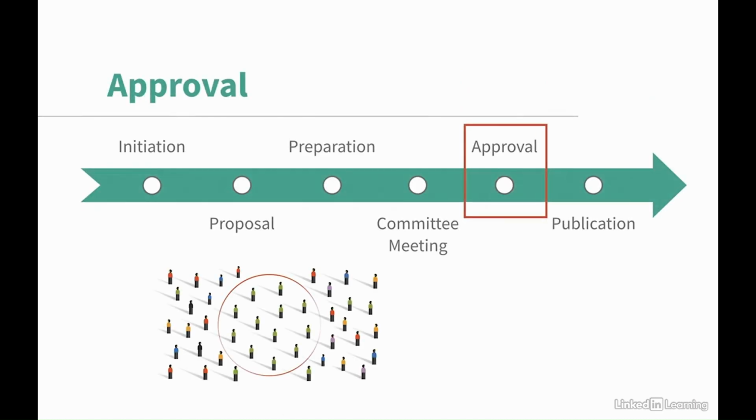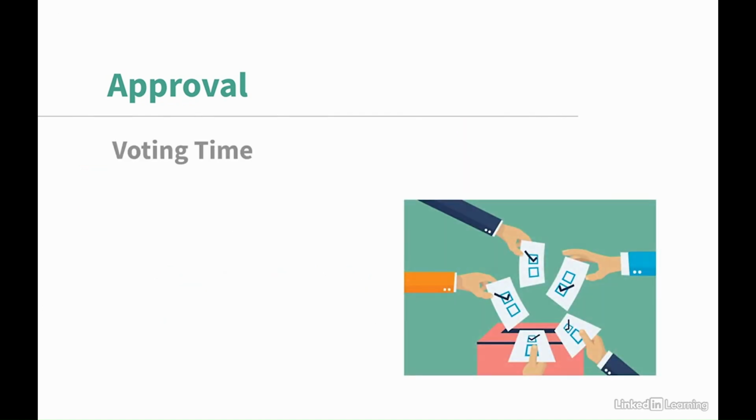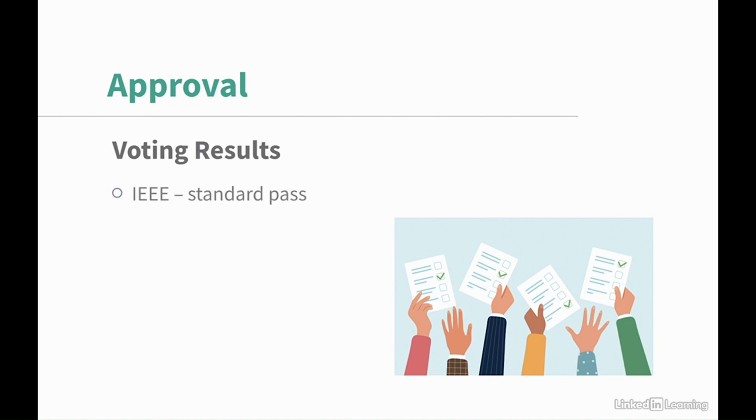While anyone can contribute and suggest comments, the only votes that count toward approval are those of the eligible members of the balloting group. The voting time varies for each organization. For example, the ISO organization usually takes 8 weeks to vote. For IEEE, it usually takes 30 to 60 days. According to IEEE, a standard will pass if at least 75% of the ballots from the balloting group are returned, and if 75% of these are yes votes.